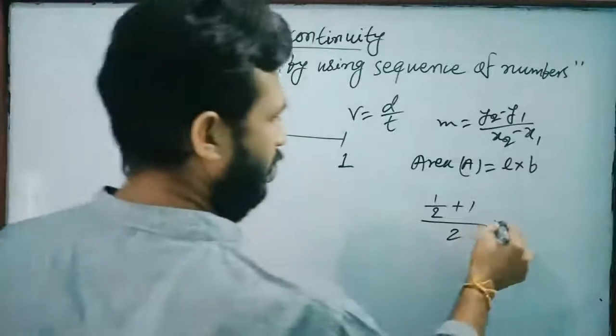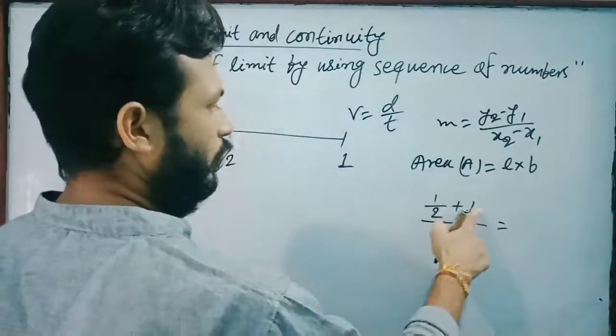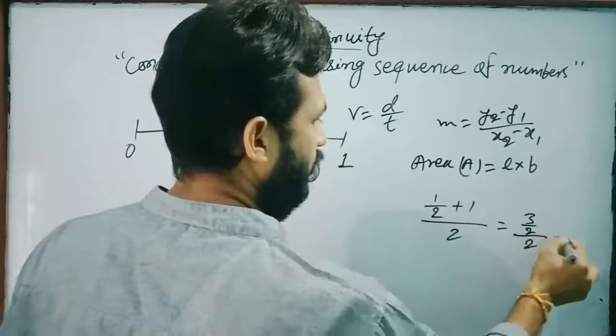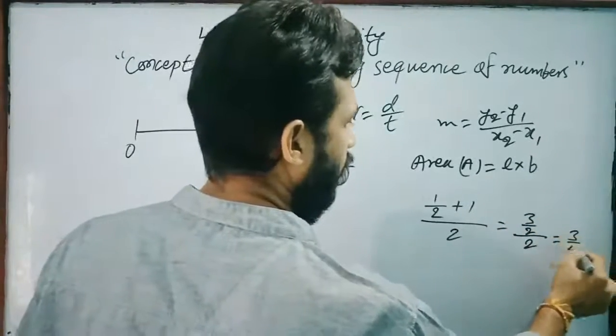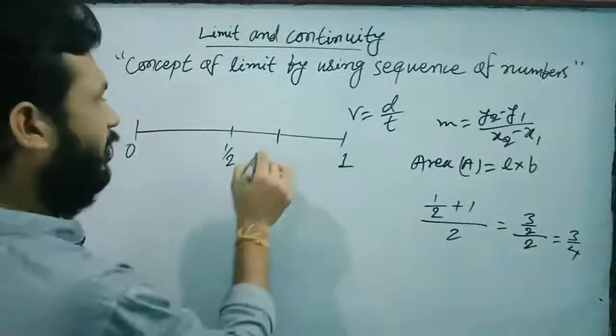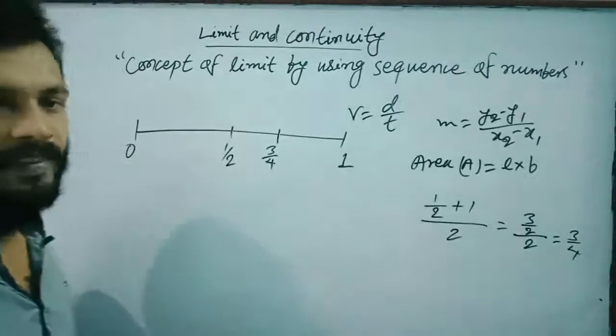2 and 2 plus 1, 3/2. Divide by 2, then we get 3/4. So its midpoint is 3/4.